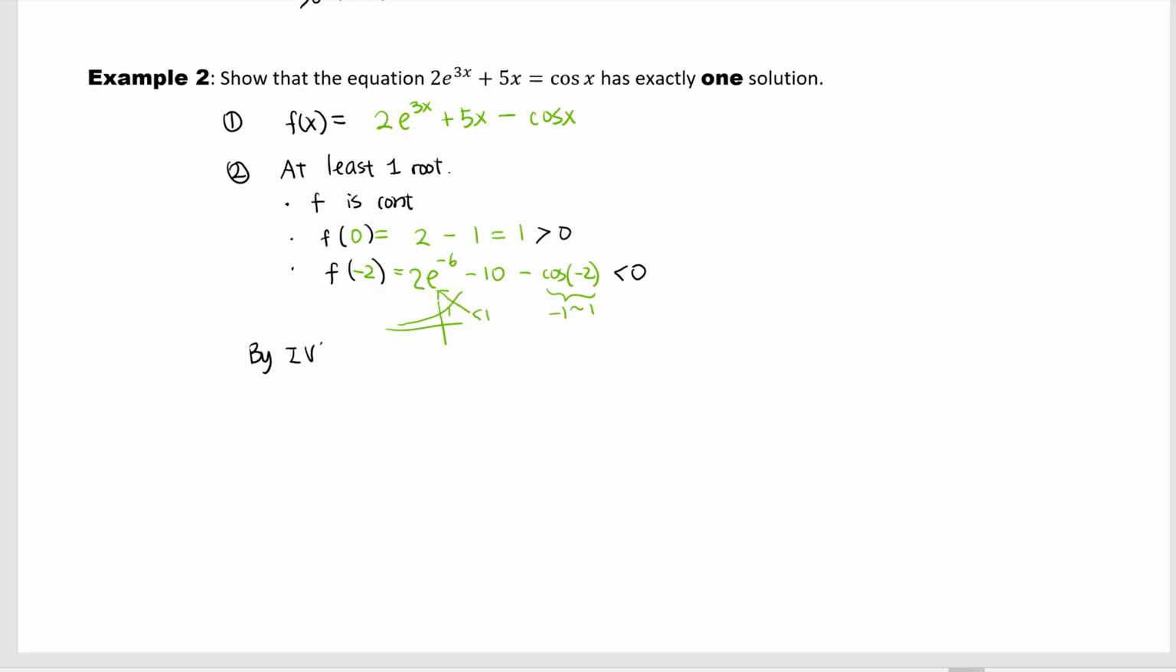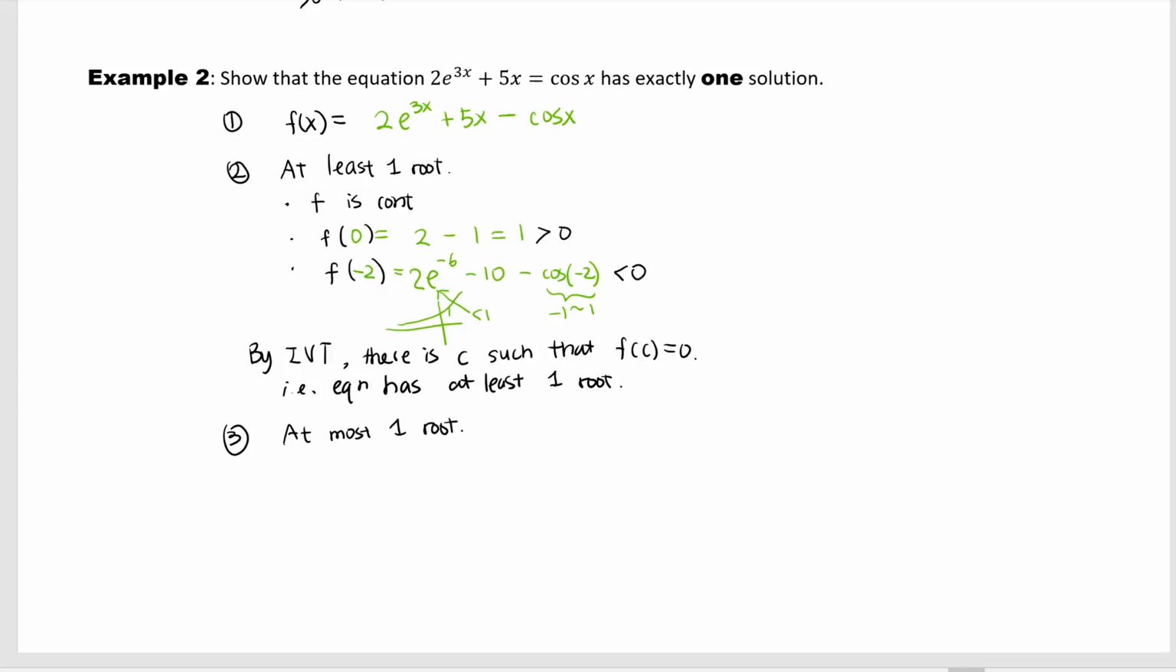So by the intermediate value theorem, there is a c such that f of c equals 0, i.e., the equation has at least one root. And then step 3, we want to show at most one root. What are the hypotheses? We need f is continuous. The exponential function, cosine, and polynomial are continuous. We need f is differentiable. Well, let's differentiate it.